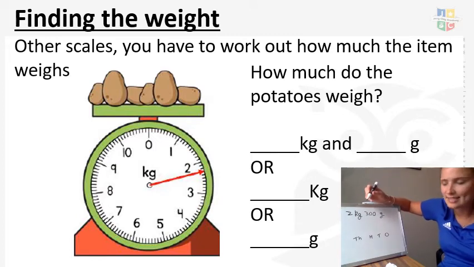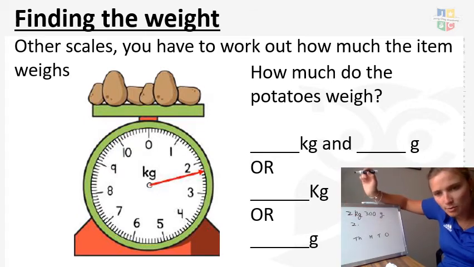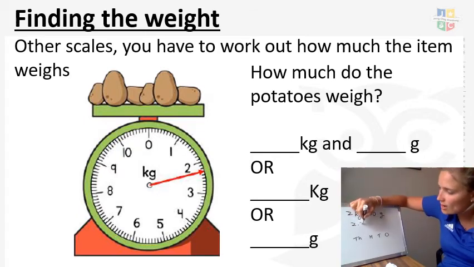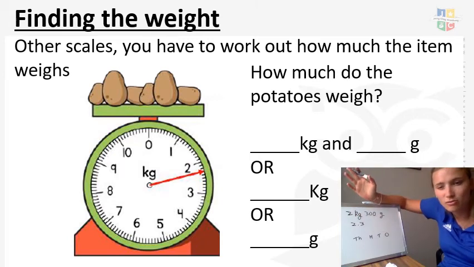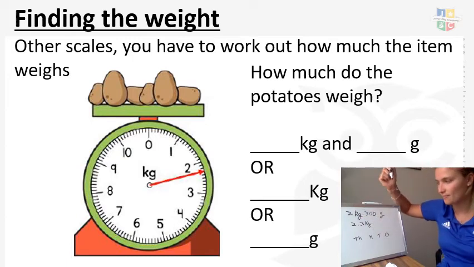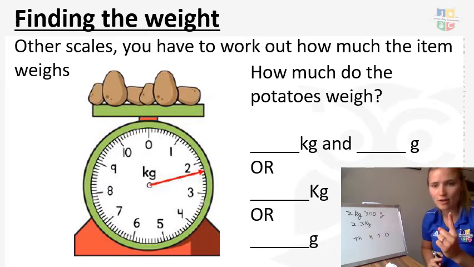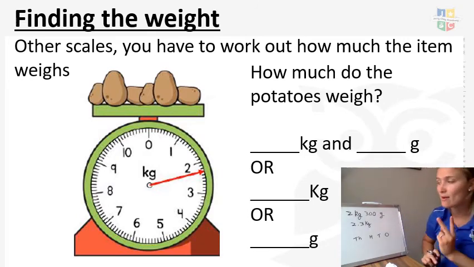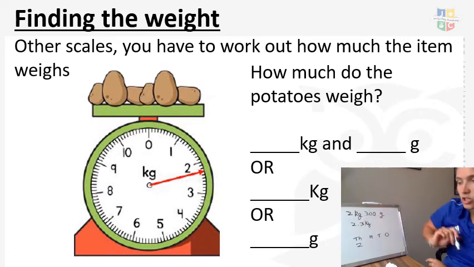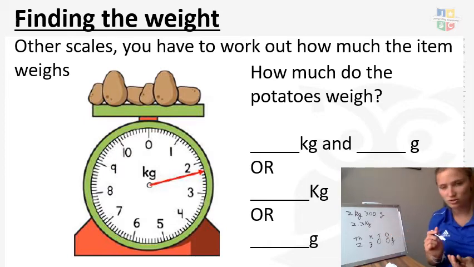Now if I was to write that as a decimal, I know that I've got 2 whole kilograms, so I will put my decimal point. I know that there are 300 grams left over, but I can just put 3 because I don't need to put the zeros, and then I can put kilograms, and my answer will be 2.3 kilograms. Now if I was to convert this all into grams, I know in 1 kilogram there's 1,000, so in 2 kilograms there are 2,000, and I've got 300 grams left over, so my answer should be 2,300 grams.